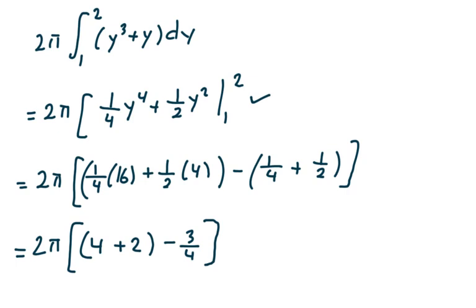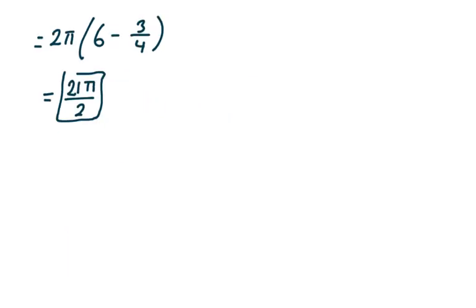And so I plugged in 2 for y, and then 1 for y, and then subtracted the results. And so what I get is 2 pi times the quantity 4 plus 2 minus 3/4. That's right here. And if I go ahead and simplify, you're going to see that we get 21 pi over 2. And that'll do it for this video. And we did 4 examples of finding surface area.